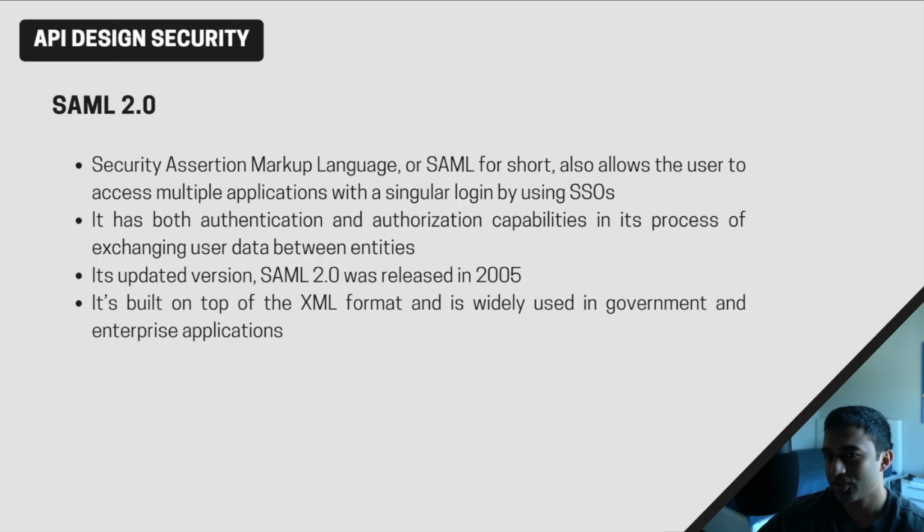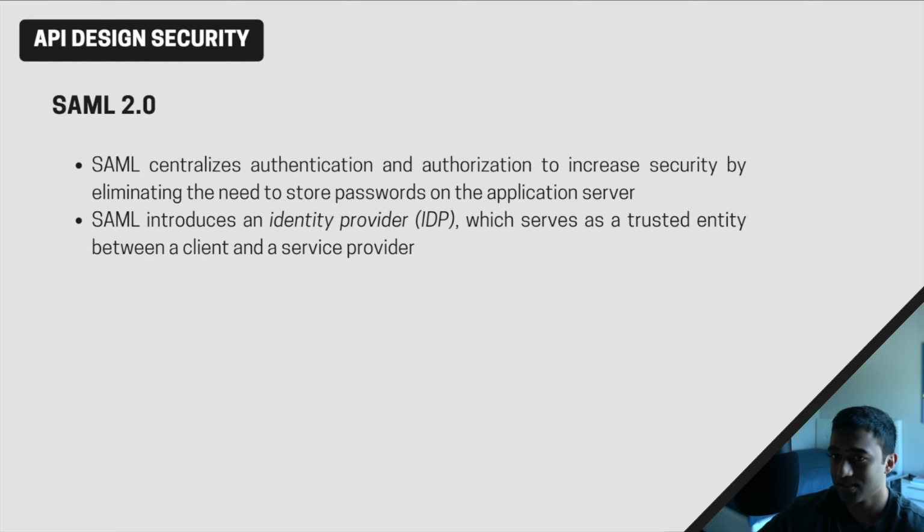So, Security Assertion Markup Language, or SAML for short, allows users to access multiple applications with a singular login by using SSO. It has both authentication and authorization capabilities in its process of exchanging user data between entities. Its updated version, SAML 2.0, was released in 2005, and it's built on top of the XML format and is widely used in government and enterprise applications.